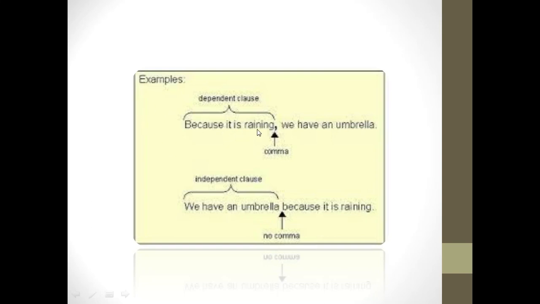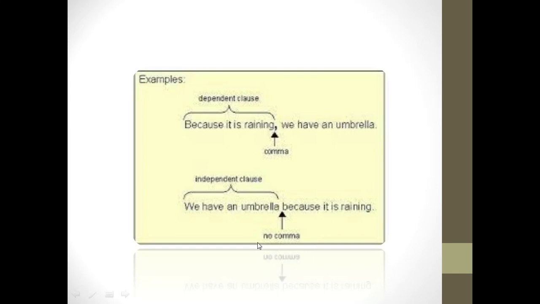Now see the example, it will be clear to you. "Because it is raining, we have an umbrella." Now here you can see that "because it is raining" is not a complete sentence. It starts with "because." This is a dependent clause. It depends on "we have an umbrella." It cannot stay alone. So this is a dependent clause.